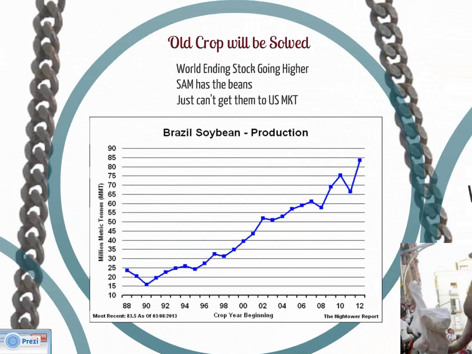Next one here, and then old crop will eventually be solved. World ending stocks are going higher. That's evident by the fact that South America produced 30 more million metric tons than last year of soybeans. As you can see on the chart for Brazil's production, you look at 2011 compared to 2012, and you're going all the way up to the 2013 production year. They produced quite a bit more beans this year. Granted, they've got the logistical issues, but that's just going to make their export year a little further, and that's something that Craig will touch on a little more as we get into the bear case. And let's flip it back over to him.